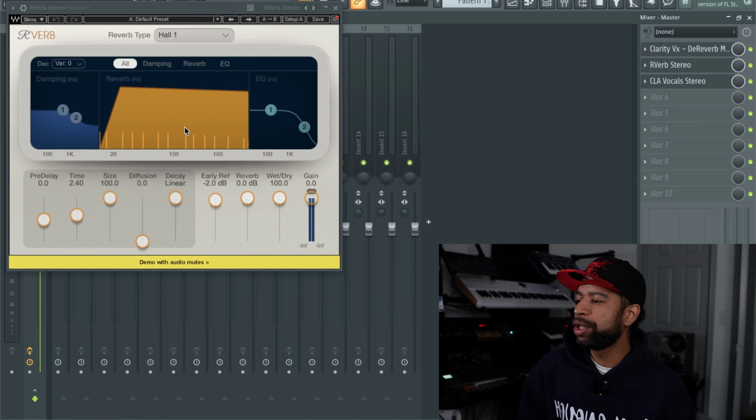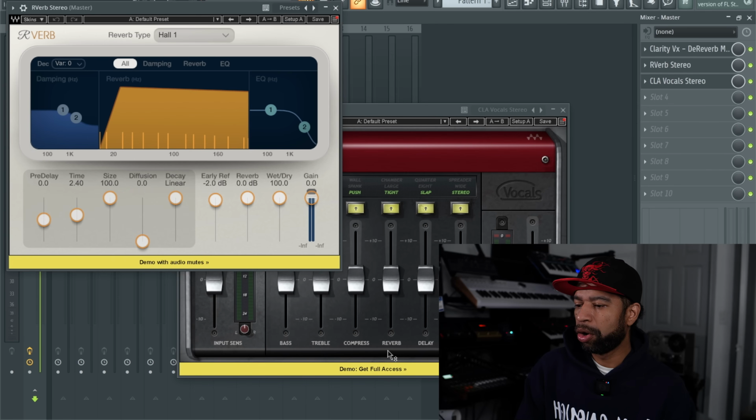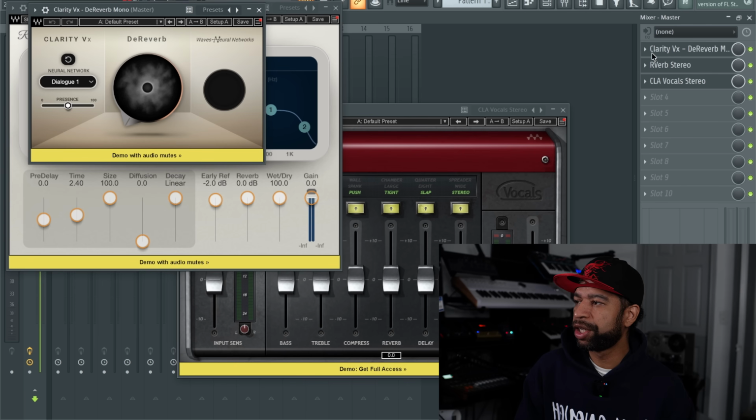With Waves, every time Mac does a new OS update, they want us to upgrade, and I'll show you what I mean. So you see here, it's telling me that I have Reverb, but it's only a demo mode with audio mutes, right? All the plugins that I own are demos. Everything that I own, even this Clarity VX that I did a review on, is a demo. So I don't have full access to any of my plugins.